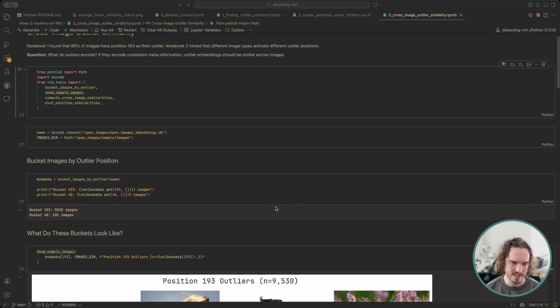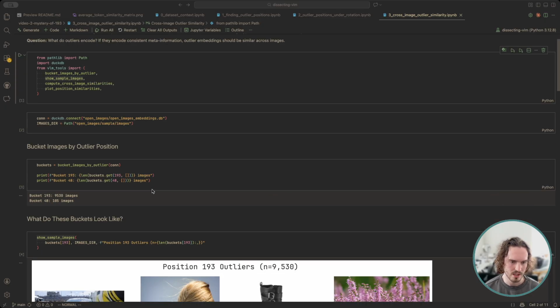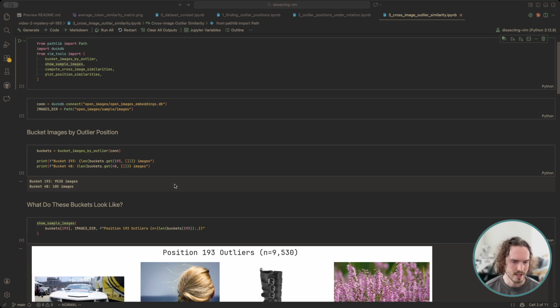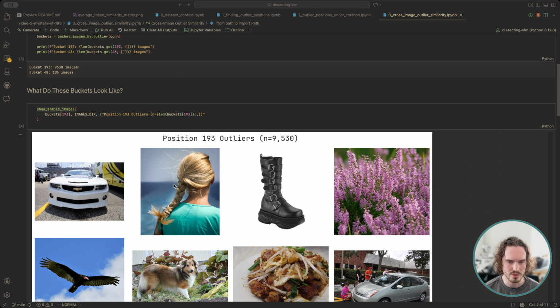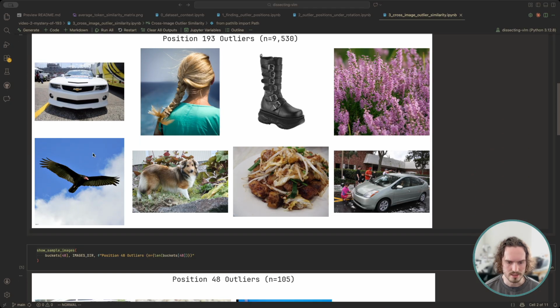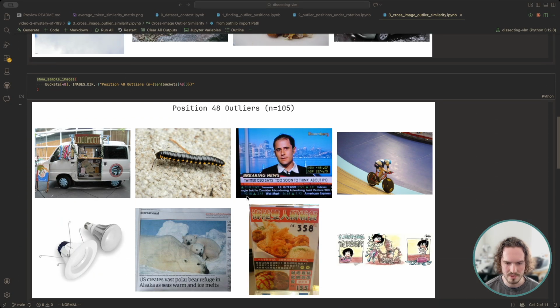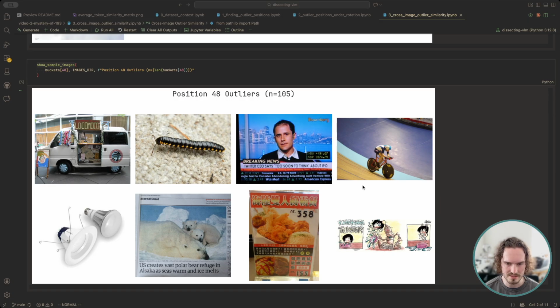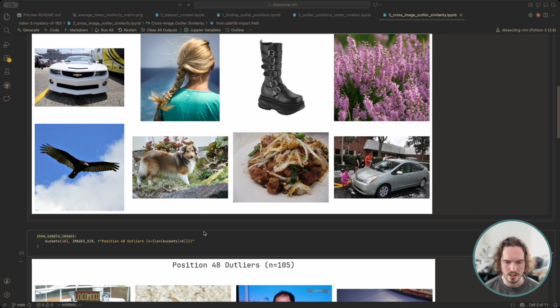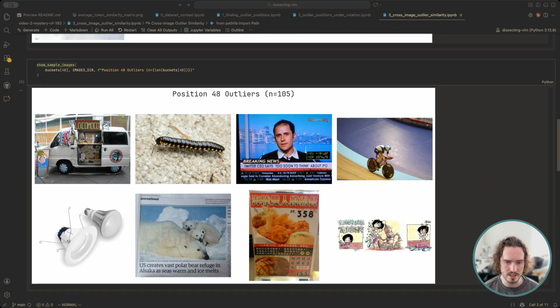I tested just that by getting the bucket of all of our images where 193 is the outlier, as well as 48. Just to show that, 48 seemingly is a little bit different. Maybe there's slightly more textual information going on here, but it's not immediately clear to me how the different content would shape our outlier.